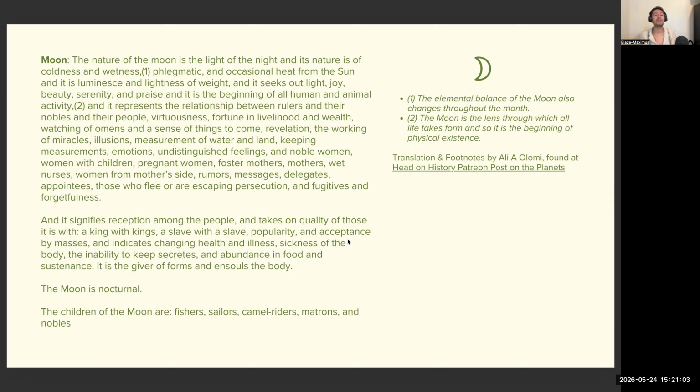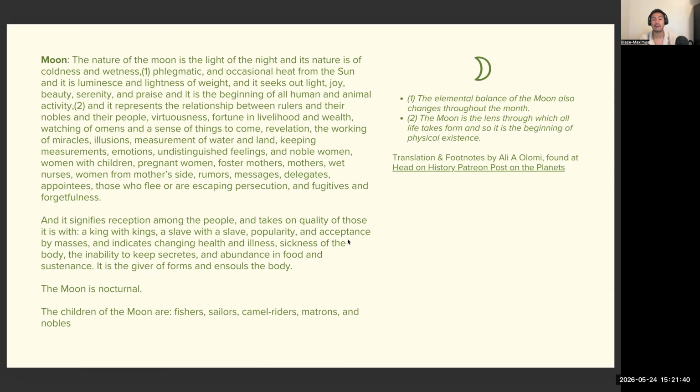And it also represents those who flee and are escaping persecution. So families who escape persecution, who have to emigrate, who have to flee because of war, these are all represented by the moon too. And fugitives and forgetfulness. And it signifies a people amongst the people, and it signifies reception among the people, and it takes on the quality of those it is with. It is a king with kings, and it is a slave with slaves. So the moon will be high and lofty with the kings, but the moon can also be low as well, with the working class and the slaves.